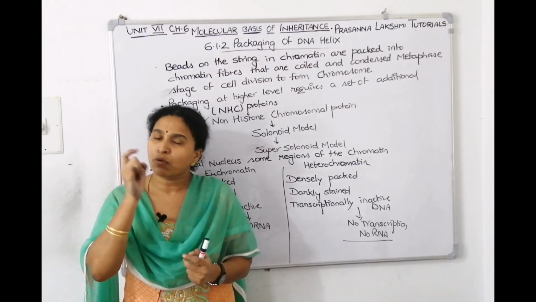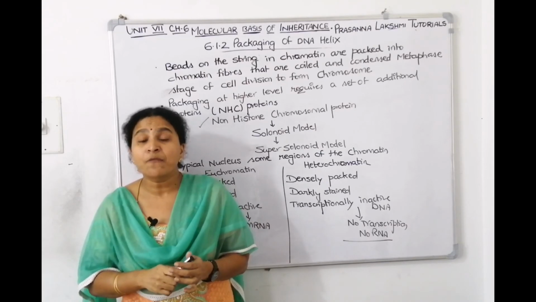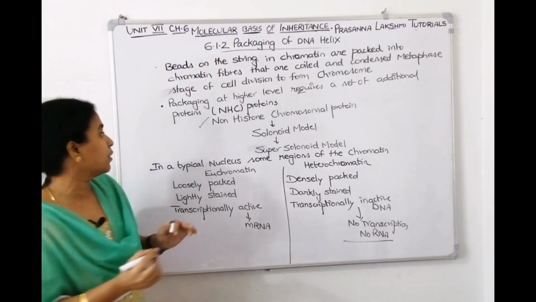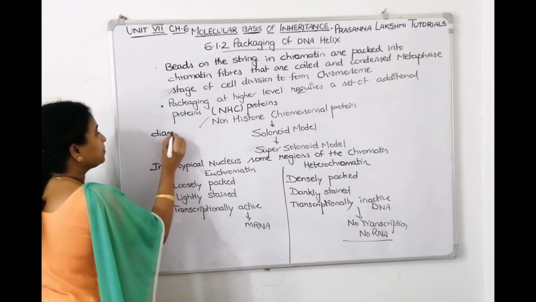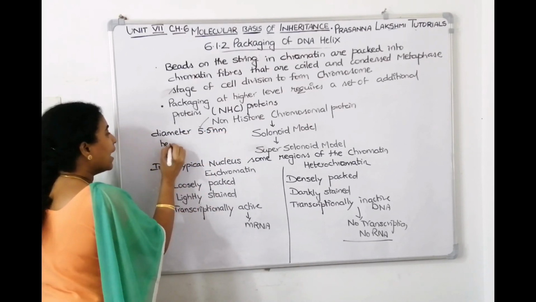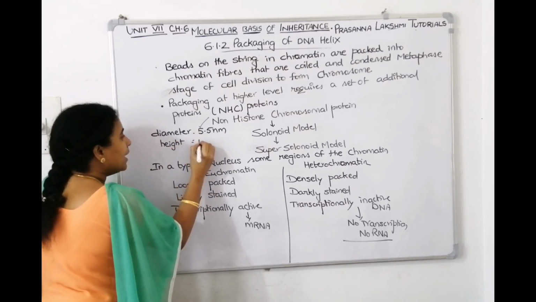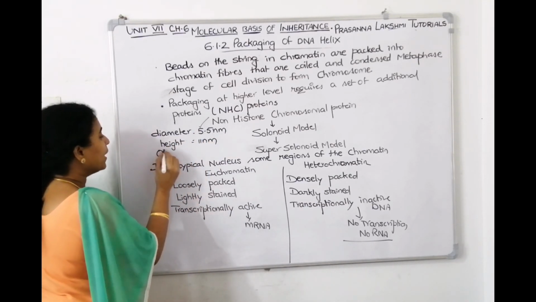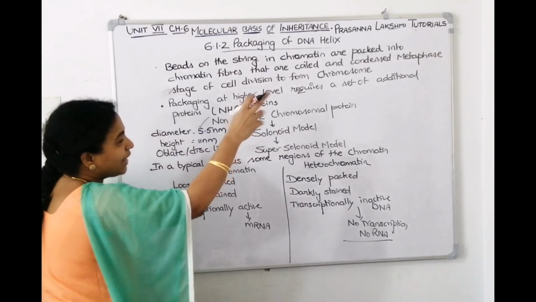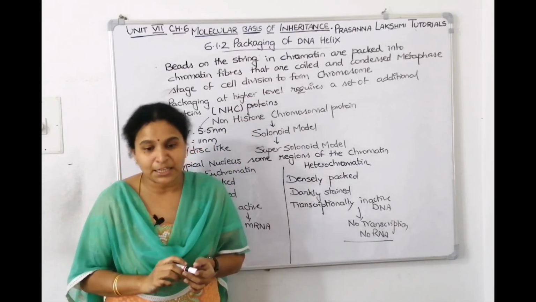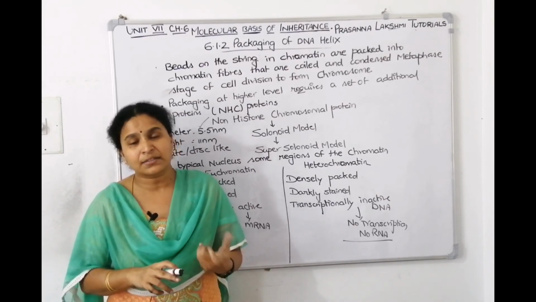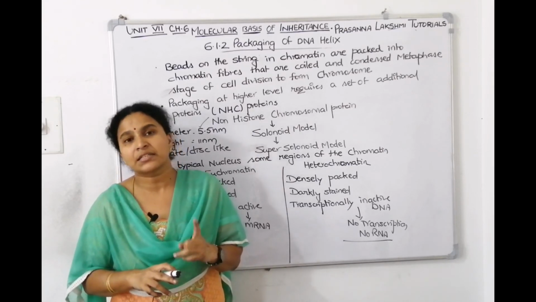Each bead represents one nucleosome. One nucleosome is made up of 200 base pairs. I forgot to tell you the diameter and the height of the nucleosome. The diameter of the nucleosome is 5.5 nanometers and the height is 11 nanometers. The nucleosome is an oblate, disc-like structure. We have seen this diagram in the NCERT textbook also. Theoretically, the number of nucleosomes in a typical human cell is 3.3 into 10 power 7.